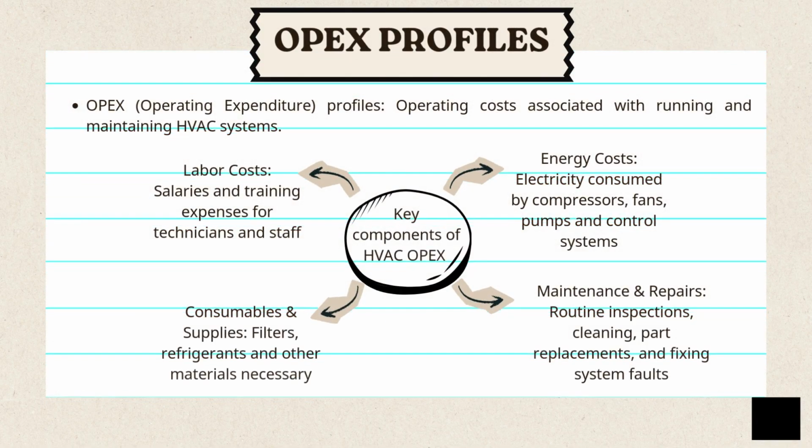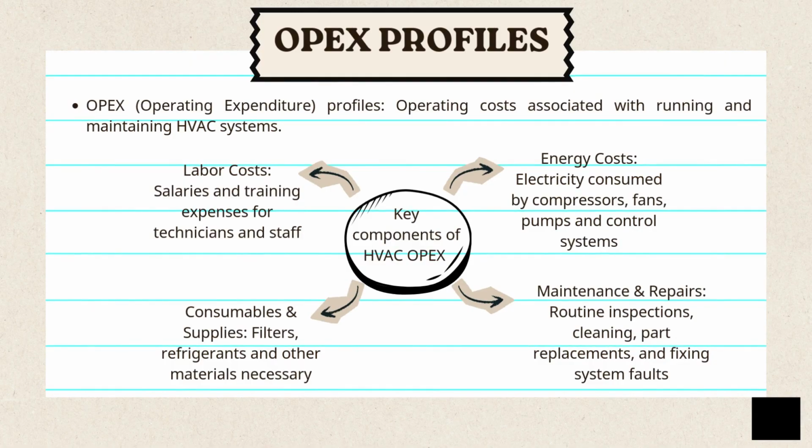Now, we will move on to OPEX profile, which means operating expenditure. Here, we will discuss the operating costs associated with running and maintaining HVAC systems. There are four key components. The first one is the energy cost. These come from electricity usage by compressors, fans, pumps, and all the control systems in the HVAC setup.